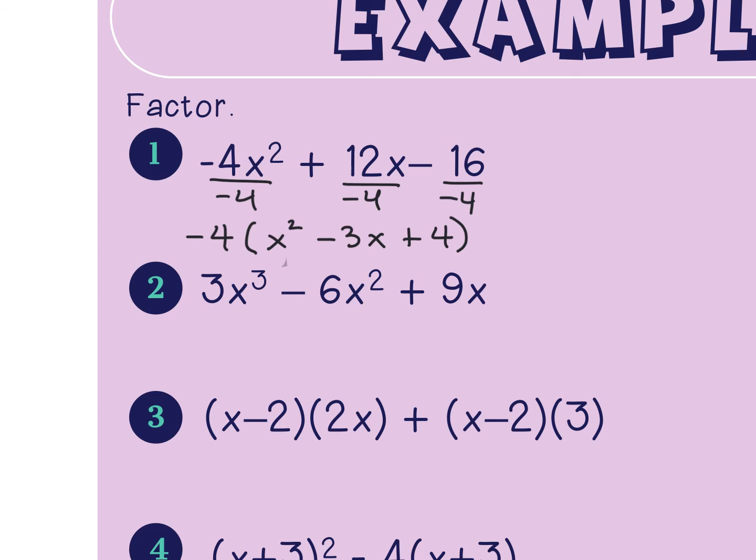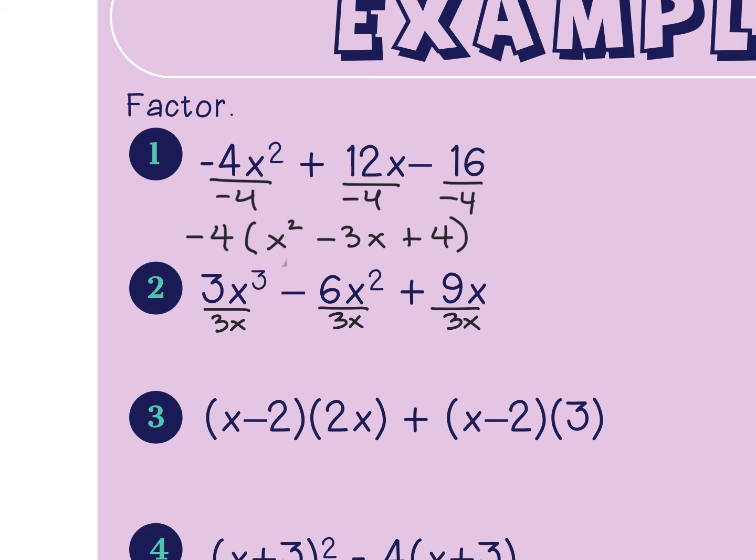All right, the next one, my greatest common factor of the coefficients is going to be 3, and my variable that's in common is x. So I'm going to divide each one of these by a 3x.